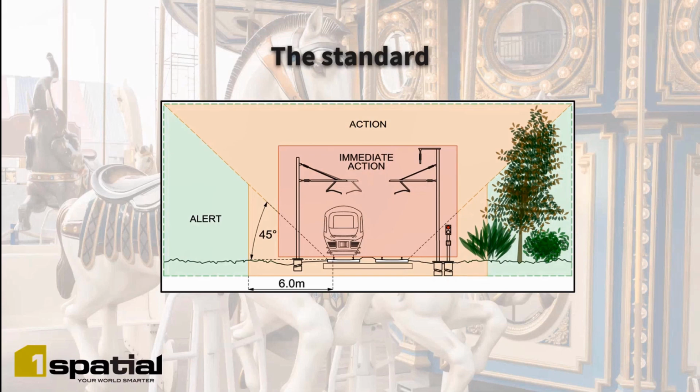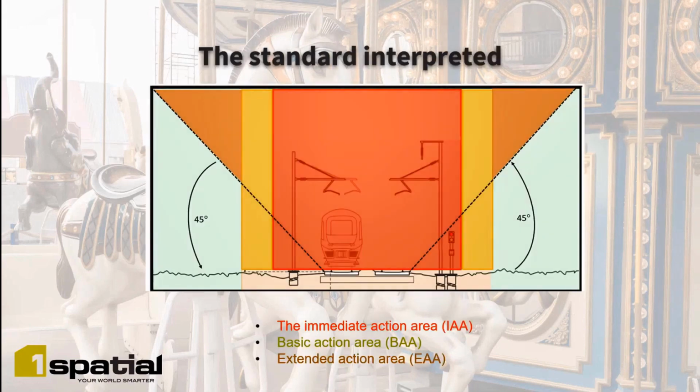Now, this picture here needs to be interpreted into zones that we can get FME to understand. We spent a long time working with the client to work out what zones met the specification, but also met our need for FME to understand it. We came up with this. The immediate action area is in the middle. The basic action area is in yellow, just to the outside of that, and the extended action area on the far left and far right in orange.